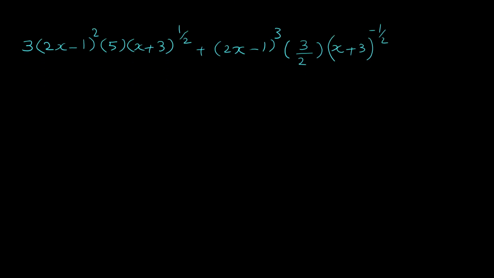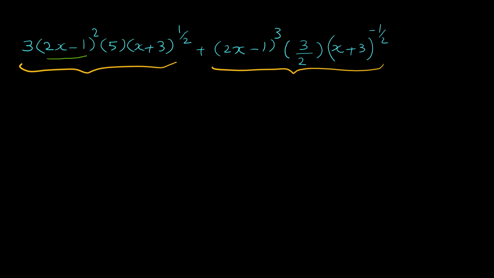Now look at this example. 3 times (2x minus 1) to the power of 2 times 5 times (x plus 3) to the power of 1/2, and so on. By looking at this term and this term, attention, here we have only 2 terms and the terms are really complicated. In each term we have several factors. We have to look at each bracket, each term, and we have to try to find common factors.